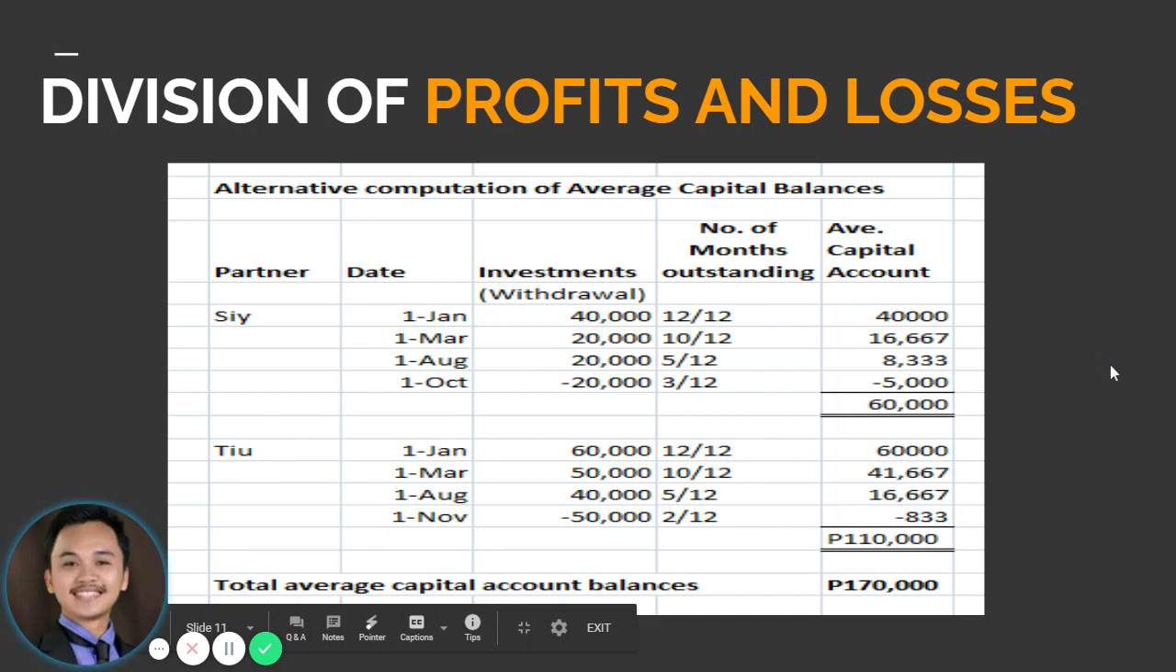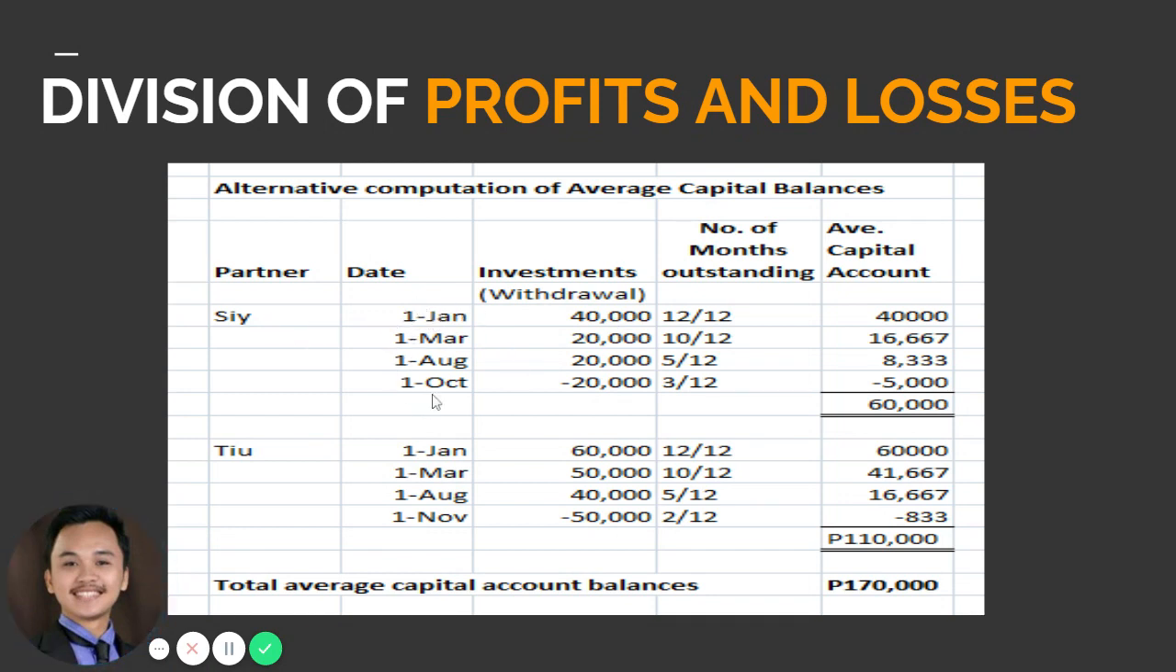and losses. But however, this is an alternative way. I think this is an easier way for you to compute the average capital balances. So, for example, C, it also records all the transactions that affect the capital account of C. So we have here January 1 beginning balance, additional investment on March 1 and August 1, and we have withdrawal on October. So, unsa man ang buhaton nato diri? Atoa lang siyang i-multiply sa number of months outstanding.